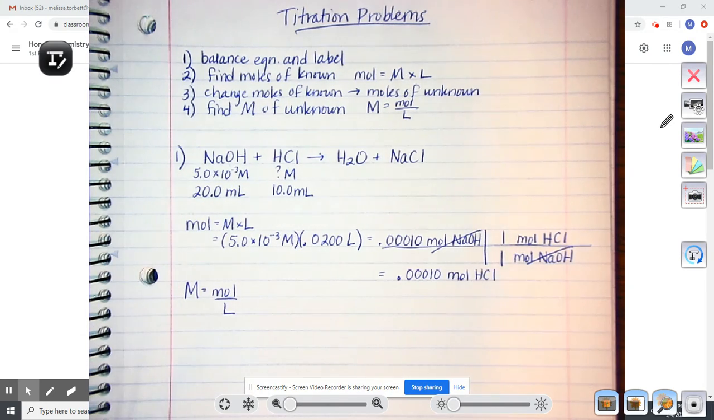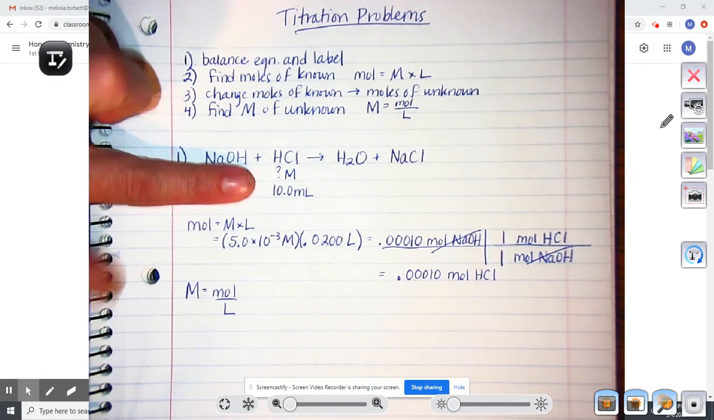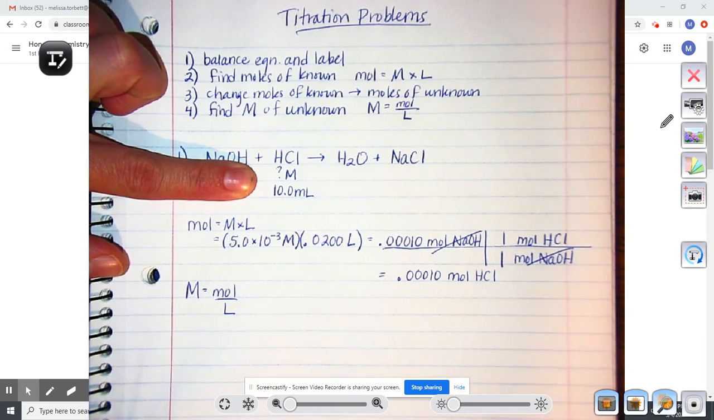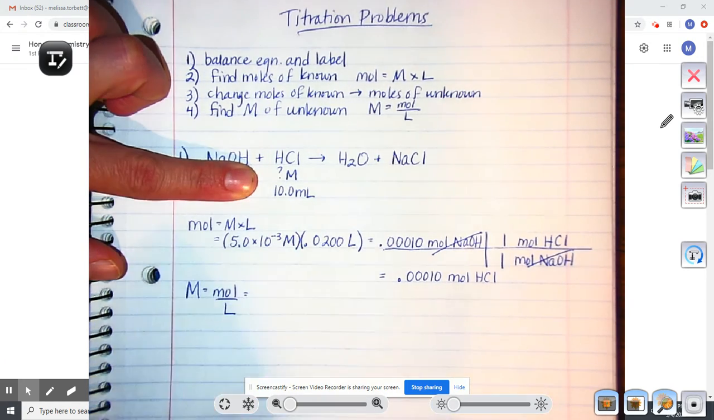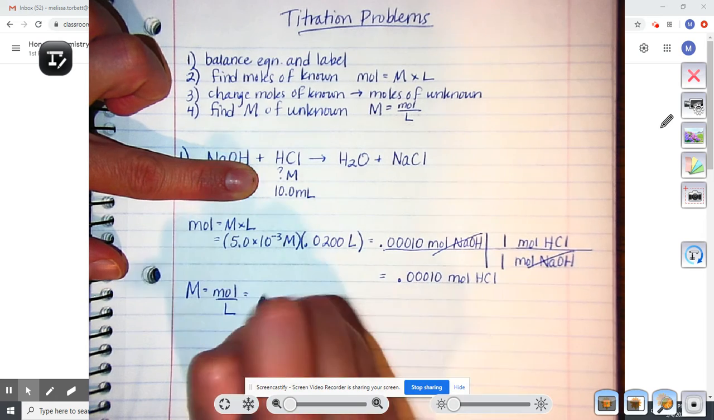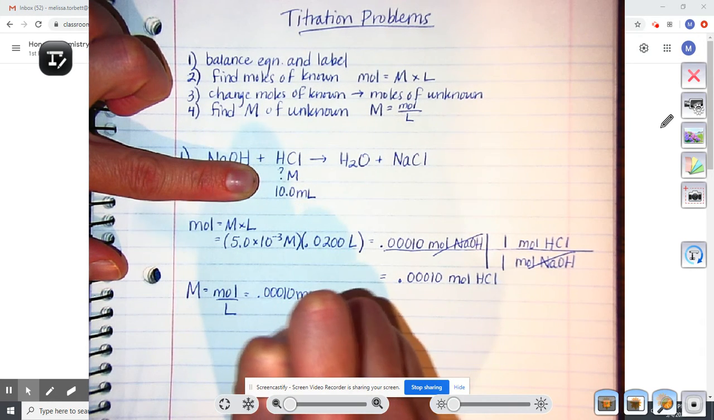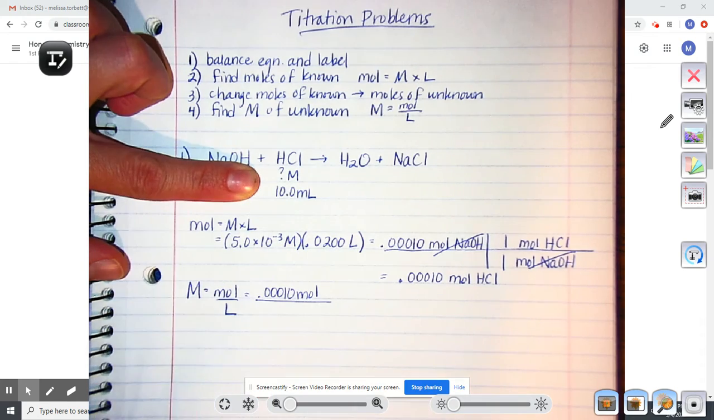I'm done with these numbers. I don't look at them again. Now I'm going to use the information that I have for HCl. So here's the moles we just figured out, 0.00010 moles of HCl. And then the volume.